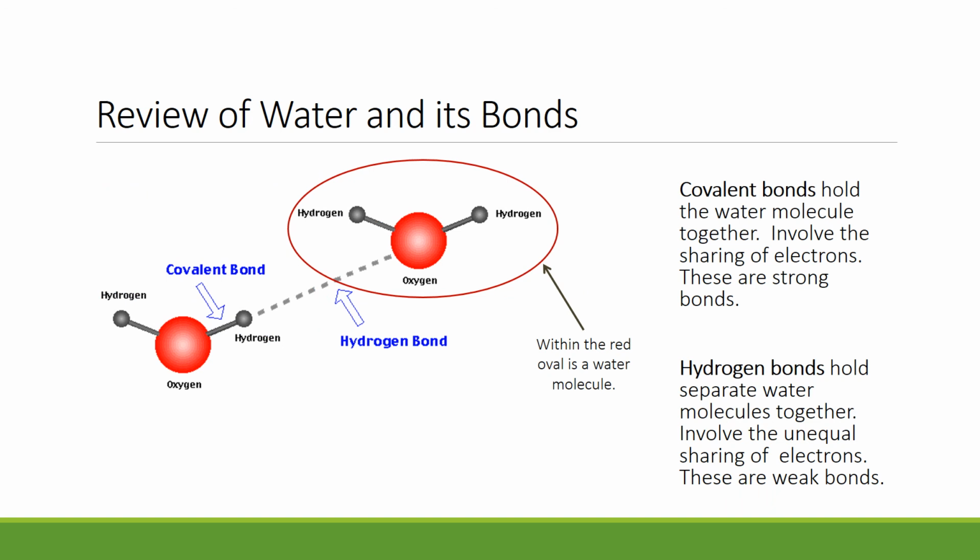When we talk about water, we have to talk about 2 different bonds, the hydrogen bond and the covalent bond. A single water molecule, H2O, is held together by covalent bonds. Separate water molecules are connected by hydrogen bonds. Remember that the covalent is the strongest bond and the hydrogen is the weakest bond.